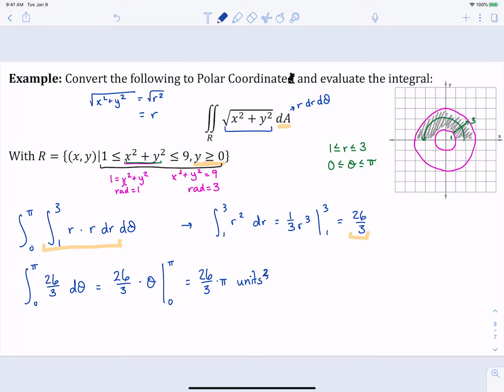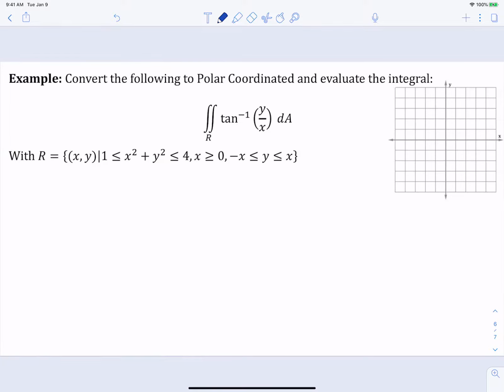So just 26/3 times pi, and that's going to be units cubed. The nice thing is it takes something that's pretty ugly looking with a lot of x squareds, y squareds, all sorts of things like that, and makes these kind of back into sort of what we were doing in 16.1, where we've got limits of integration that aren't functions, that are numbers. Everything's a lot nicer. Let's do one more of these.